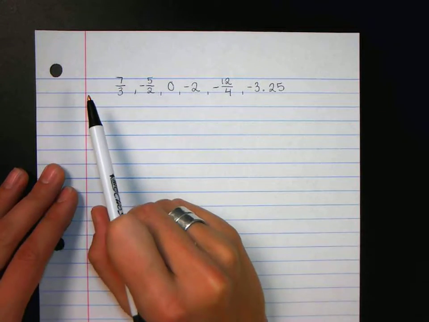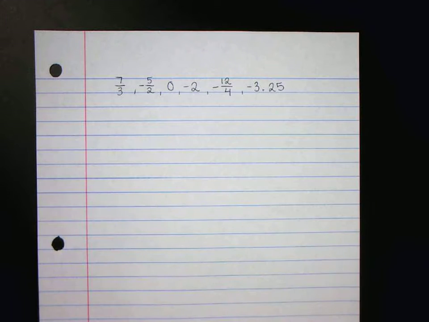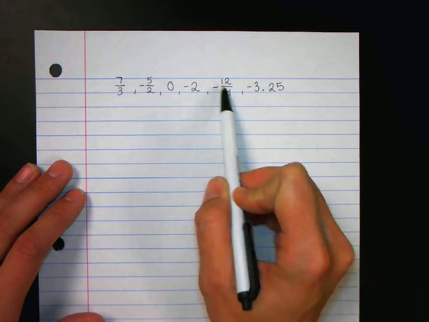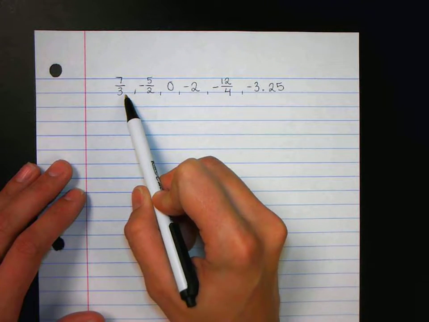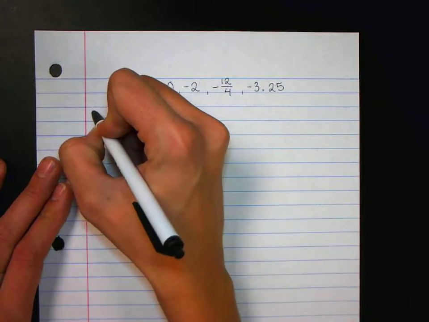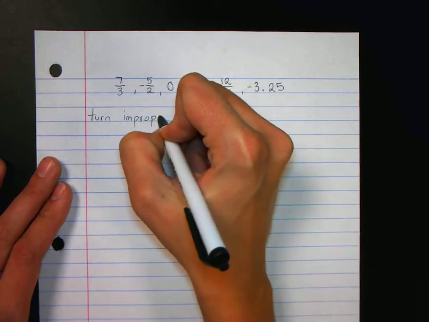Now the first thing I ask you is, if you look at all of your fractions, regardless of the fact that they are positive or negative, what do you notice about them? And what you notice is that they're all improper fractions, meaning the numerator is larger than the denominator. And when you notice that, it's harder to graph improper fractions, and so we want to turn all these improper fractions into mixed numbers so that we can easily graph them. Okay? So we want to turn our improper fractions into mixed numbers.